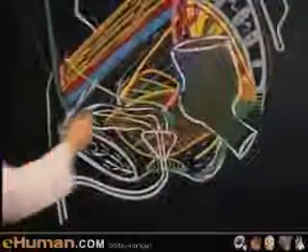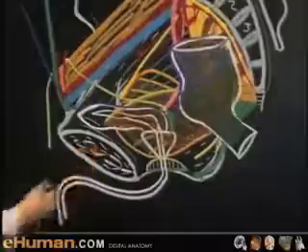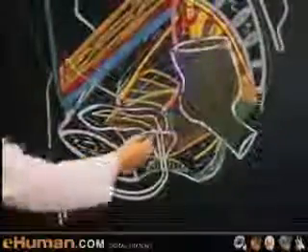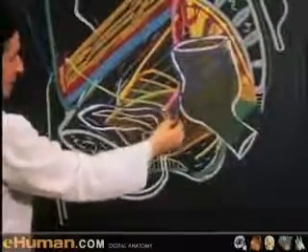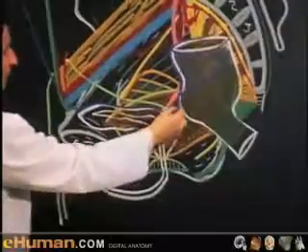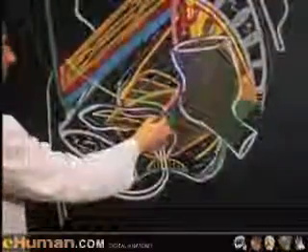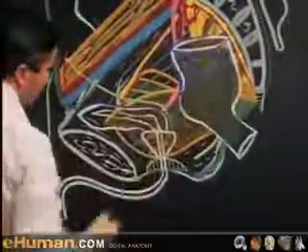So the most dependent part of the peritoneal cavity in the male, when standing in the erect position, is this little pouch here between the front of the rectum and the back of the bladder, called the rectovesical pouch.